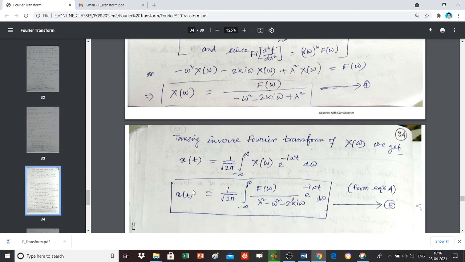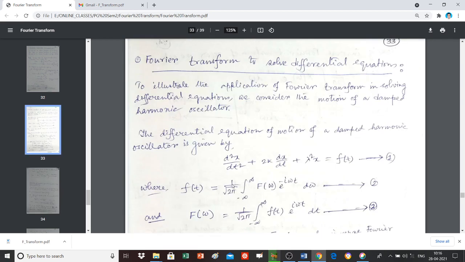Now just substitute the value of X(omega) here in this expression: x(t) is equal to 1 by root 2 pi, integral from minus infinity to plus infinity, F(omega) by lambda square minus omega square minus 2k i omega, then e to the minus i omega t d omega. So now from the knowledge of F(omega), you can comfortably calculate the value of x(t), that means the solution of this differential equation, the solution for x for the equation of the damped harmonic oscillator.